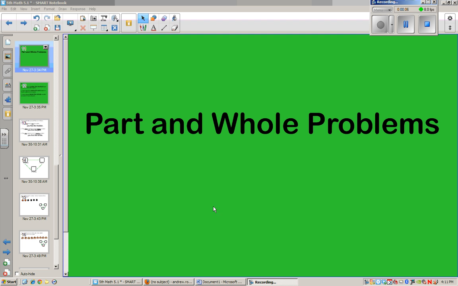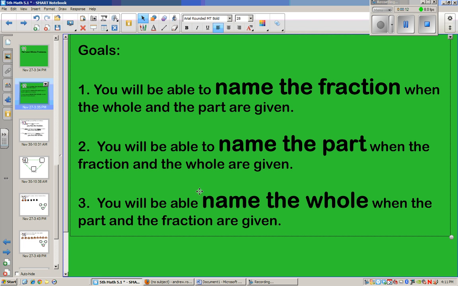Today we're doing a lesson about part and whole fraction problems. We've got three goals today. Number one, you will be able to name the fraction when the whole and the part are given. Number two, you will be able to name the part when the fraction and the whole are given. And number three, you will be able to name the whole when the part and the fraction are given. Those may not make a whole lot of sense yet, but as we get moving, I think they'll make more sense.